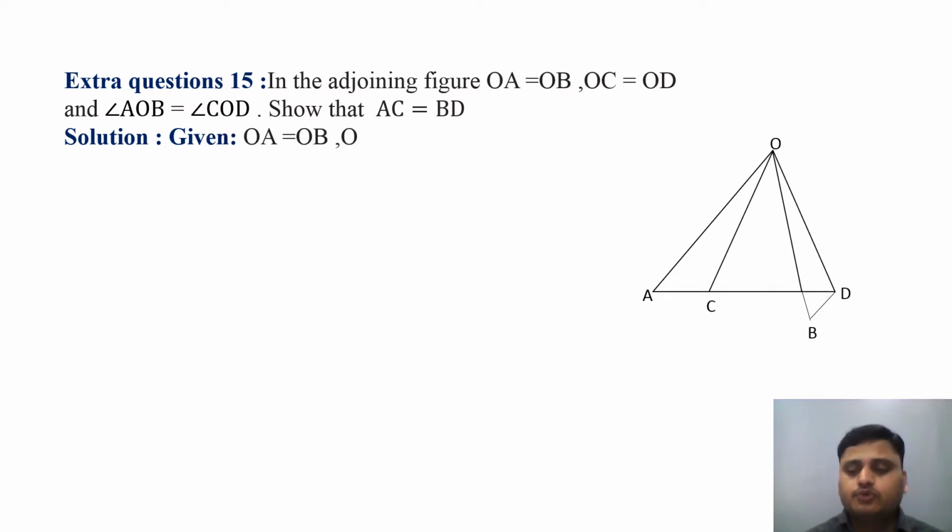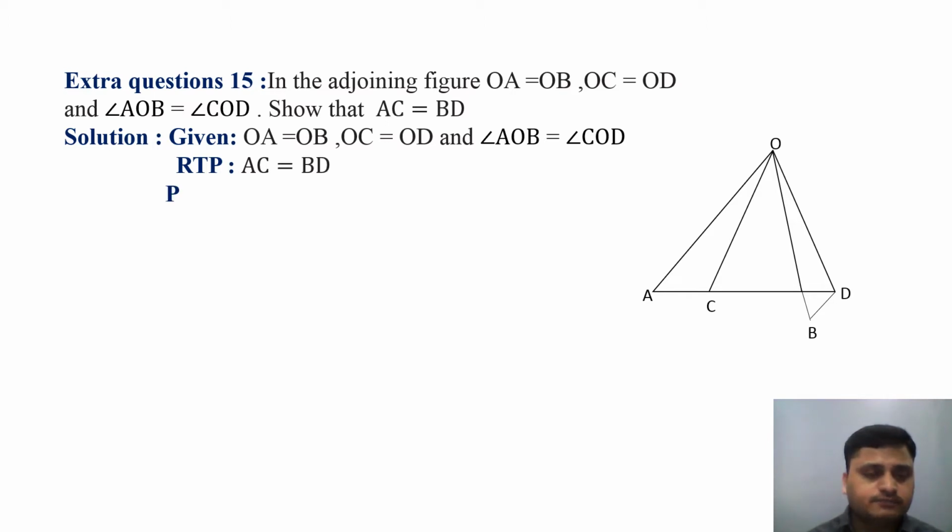So let's begin the proof. First of all, we will take what? Given. So given OA is equal to OB, OC is equal to OD, and angle AOB is equal to angle COD. What we need to prove, we will write in RTP, that is AC is equal to BD. Proof. Let's begin the proof.